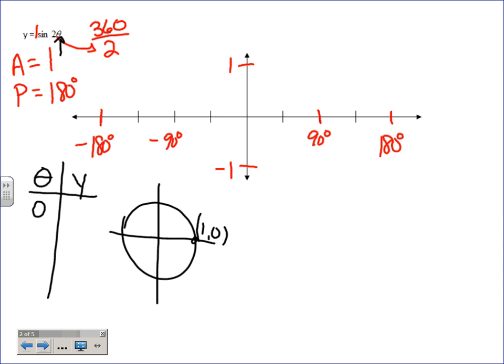Well, 0 doubled is 0. No big surprise there. And so we take 0. So it's sine at 0. Well, what is sine at 0? It is 0. And so the answer is (0, 0). Any question how I got (0, 0)?